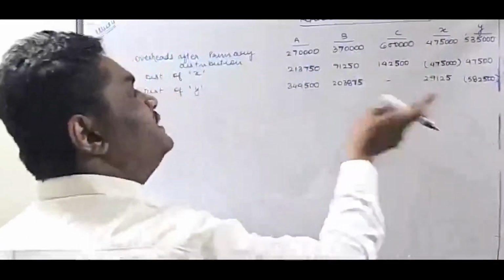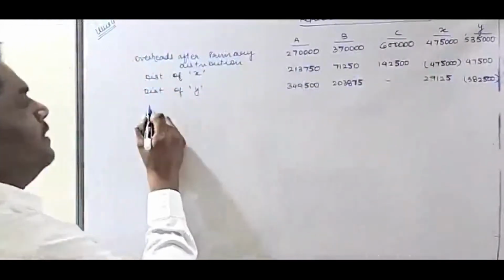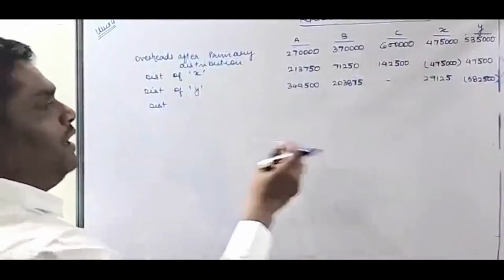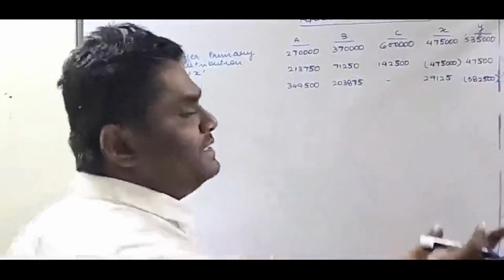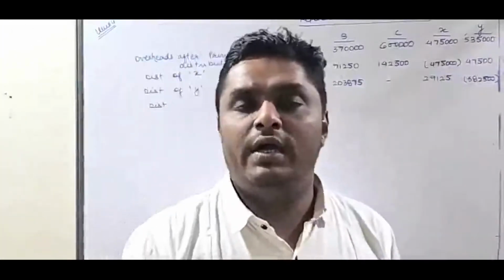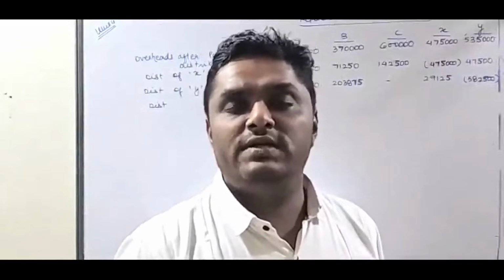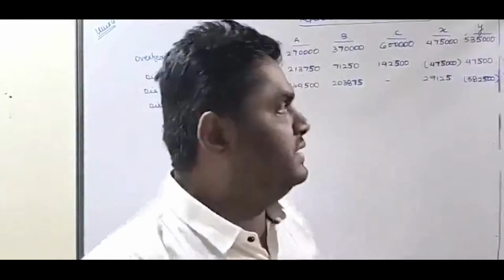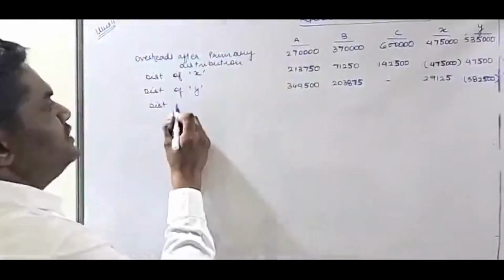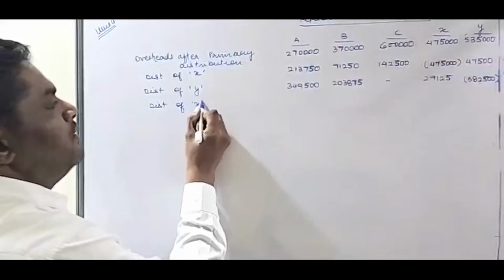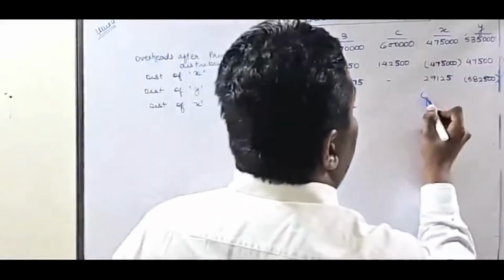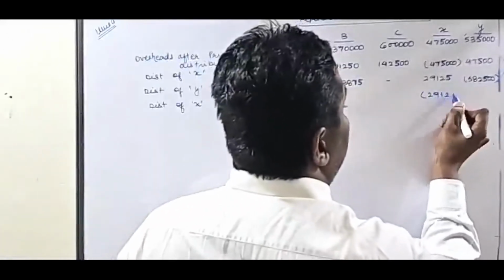Now again we will distribute X. We have to continue this process till these figures come to 2-digit or 3-digit. So distribution of X again. So 29,125 we have to distribute.